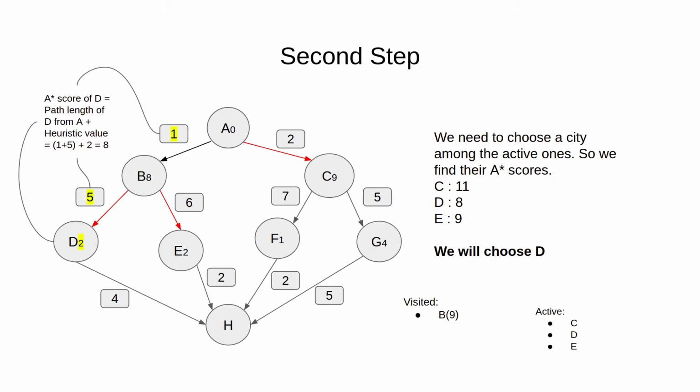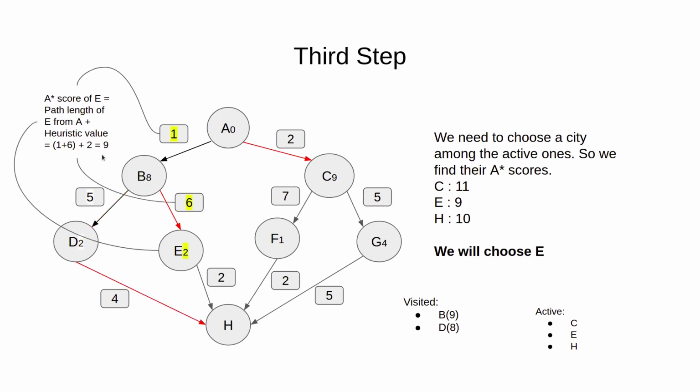For example, the A star score of D is 1 plus 5, that is the path length from A to D, plus the heuristic value 2, which gives us 8. Now we find that D has the minimum A star score among the three cities. So we will choose D and discard the others.